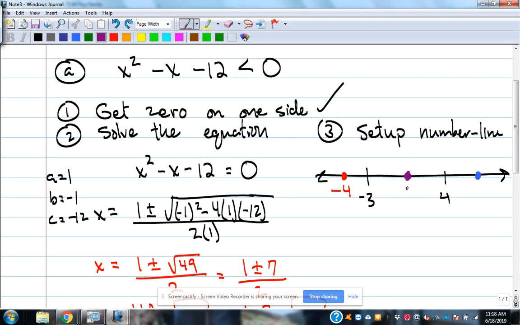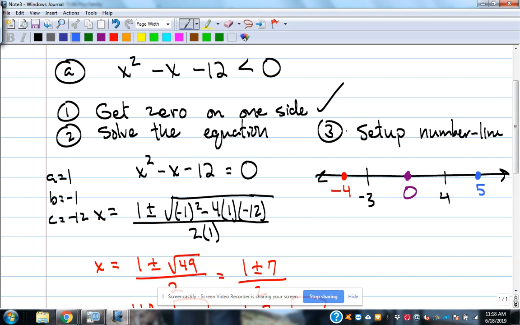That's purple. And then we need a number that's bigger than 4. 5 is a good one. Again, you can use any number that's bigger than 4. If you want to use the number 113, you can. But I don't know why you would. Okay, just make things easy on yourself. What we're going to do is take those numbers and plug them into this problem up here where we've got it less than 0, into the inequality.